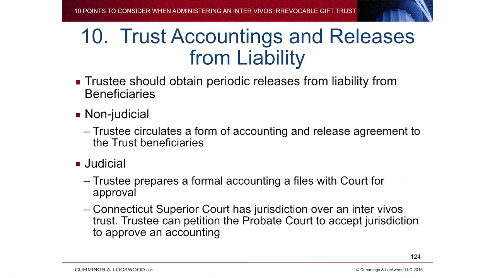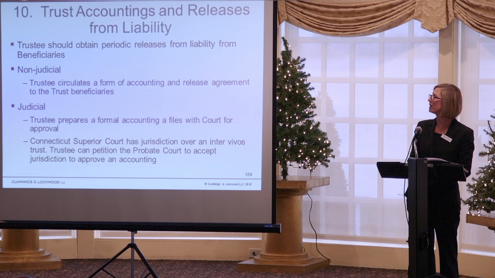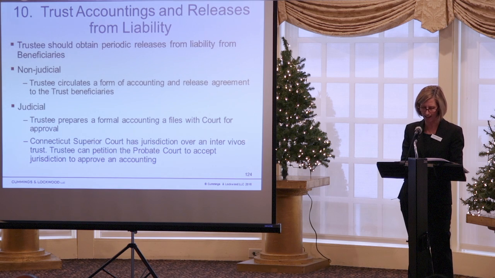And finally, trust accountings and releases from liability. The trustee should periodically seek a release from liability for his or her term as trustee. This can be in the form of a judicial accounting that you would file in a court, or it can be a more informal type of accounting that you would circulate to the beneficiaries and ask them to sign a release agreement approving the trustee's actions. If there are no real issues with the trust administration or the investments that you've been making, a non-formal accounting is generally less expensive and less time-consuming.